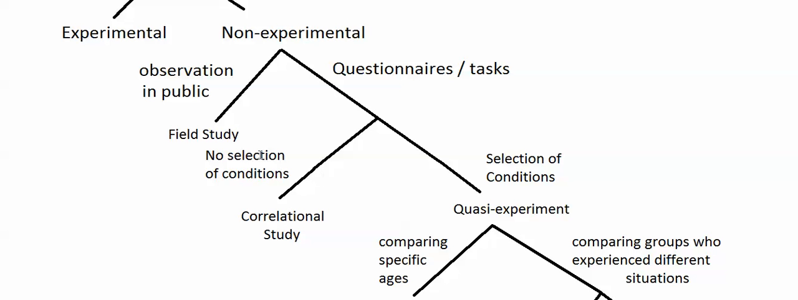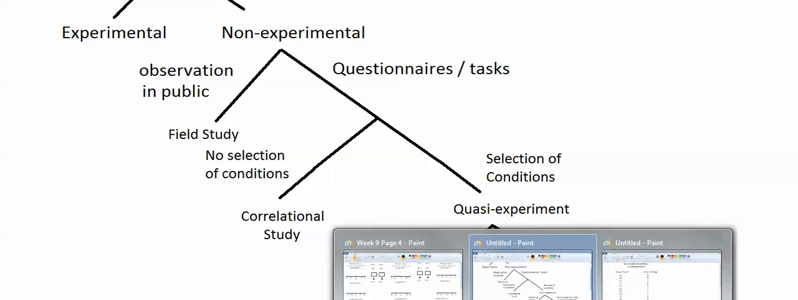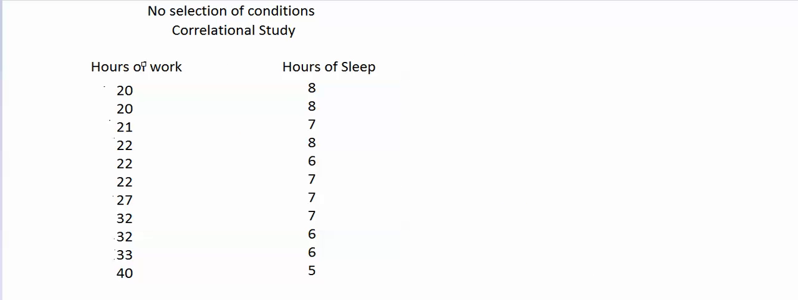If there's no selection of conditions, it's a correlational study. And I'll tell you what I mean by no selection of conditions. What if I wanted to do a correlational study to look at the correlation between the hours that people work per week and the hours of sleep that people get per night? In a correlational study, I would just record these two columns of data. So I would ask each person, how many hours do you work per week and how many hours of sleep are you getting per night? And I would get two numbers from each person. These are the two numbers from person one. These are the two numbers from person two, and so on. Each row is a different person.